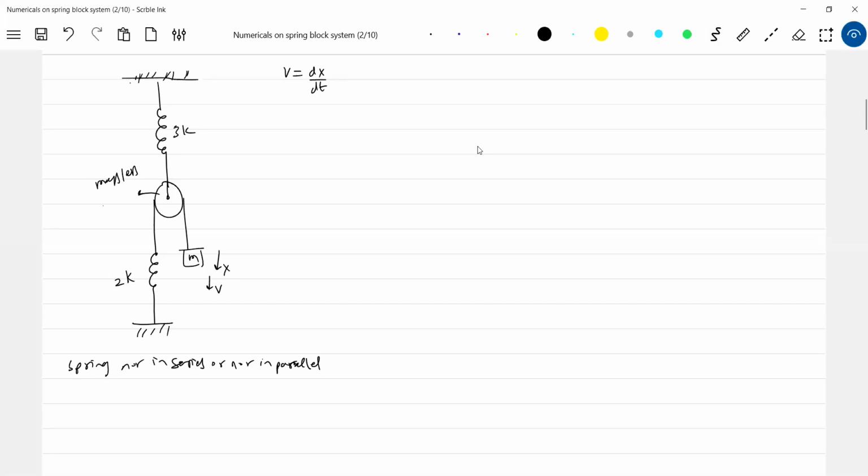Let x be the displacement of the block. Then let x1 be the displacement of this one. Let x2 be the, okay, look at this one. X2 is the change in length of the spring 3k. X1 is the change in length of spring 2k, and x is the displacement. I'm going to go for the energy method. In equilibrium, in what all forms can the system possess energy? Elastic potential energy of springs and kinetic energy of blocks.